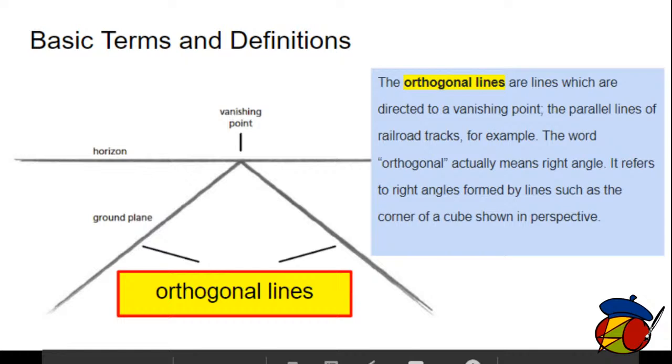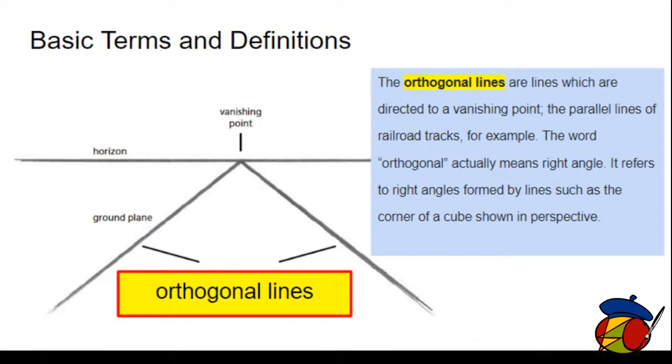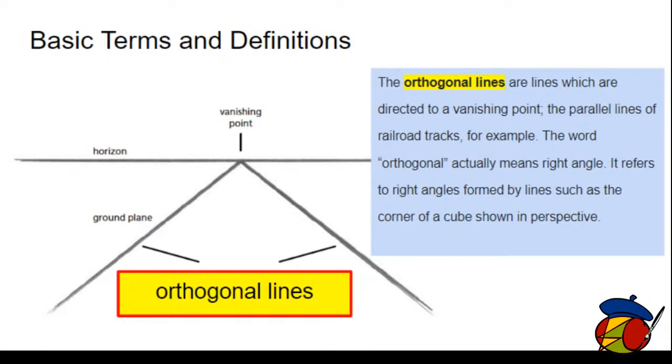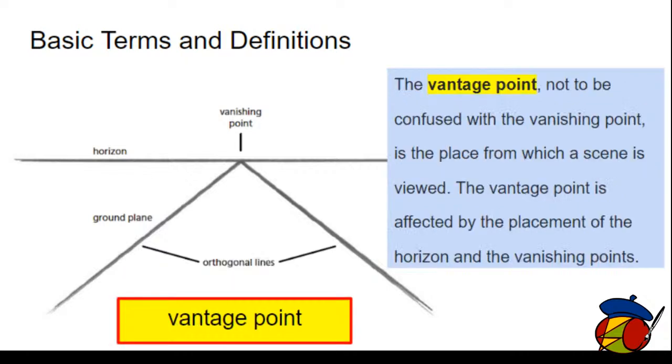Orthogonal lines. These are the lines directed to the vanishing point. The parallel lines of railroad tracks, for example. And I have a reference photo here that actually does have railroad tracks. The vanishing point is off to the left in that particular picture, but the same rules apply. The word orthogonal actually means right angle. It refers to right angles formed by lines such as the corner of a cube shown in perspective, which we will see in a little while.